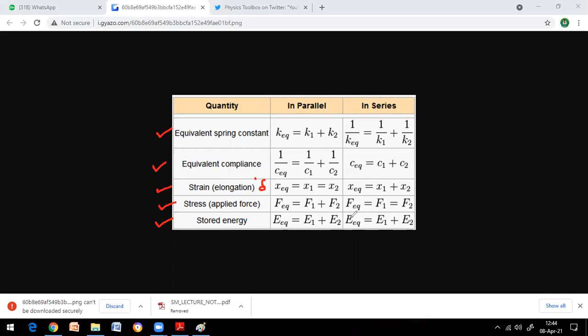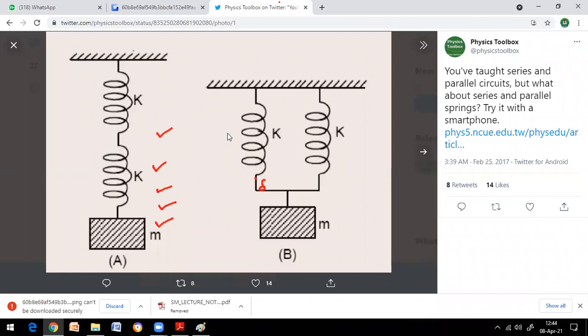Why? Because if you see the springs clearly, guys, see here, the strain energy stored in the first spring will be the same as the strain energy stored in the second spring. So the total strain energy we can get only by summing these two strain energies carried by each spring, isn't it? Even in parallel it was the same. If you want to calculate the equivalent strain energy of the overall unit, you have to add the strain energies carried by each spring. Then only can you get the overall strain energy.